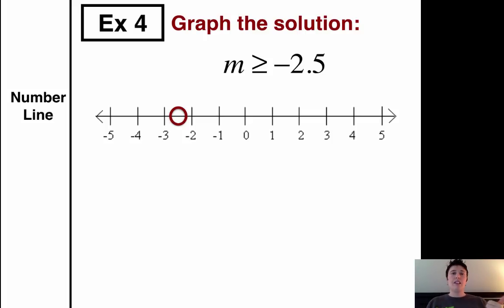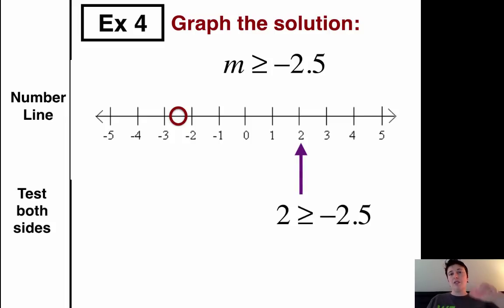Then I'm going to do the next step, which is test both sides. I'm going to test the left and test the right. So pick anything you want on the right-hand side. 2. I'm picking 2, but you can pick anything out there. You can pick 3, 4, 5, anything. And I'm going to see, does it work? Is 2 greater than or equal to negative 2.5? And hopefully you're like, yeah, 2 is greater than it. So true, yes, that side works.